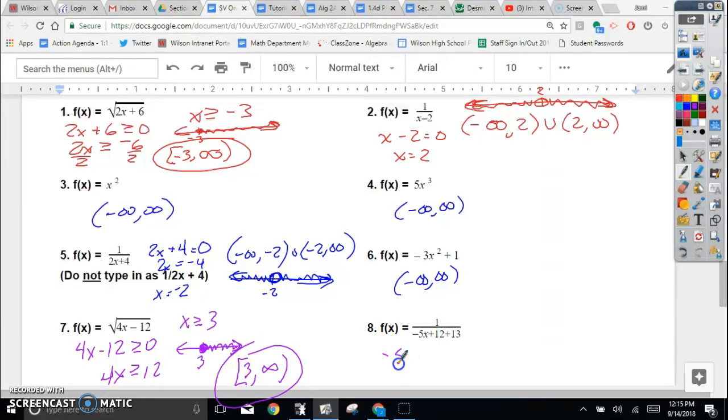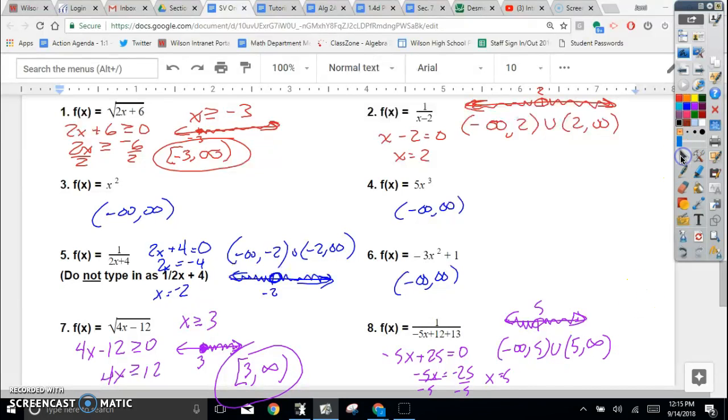Down here, all right, 12 and 13 make 25. So I'm just going to set that equal to 0. So I'm going to get negative 5x equals negative 25. I'm going to divide by negative 5. So x is 5. So everything works, right, except for that 5. So it's going to look like that. So negative infinity up to 5, we need a union here, or 5 to infinity. Okay? Shift up again. Give me a second.